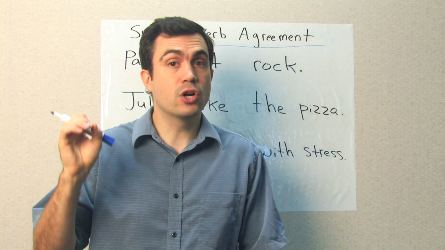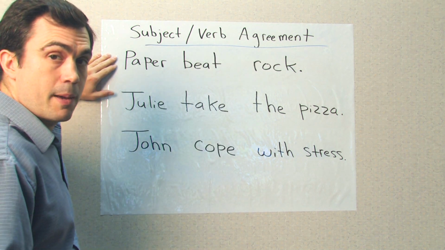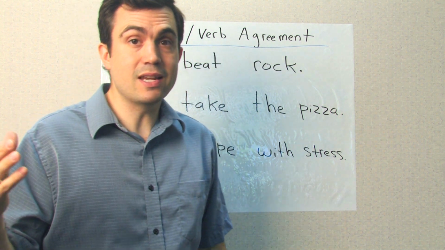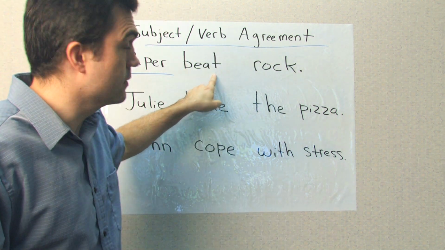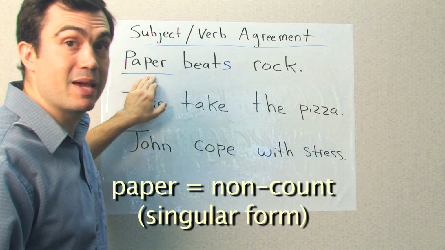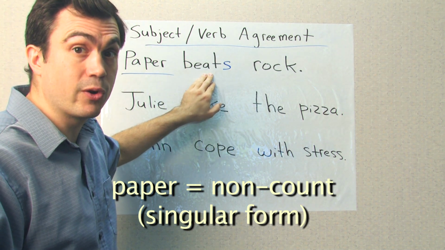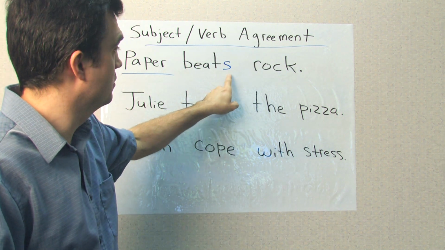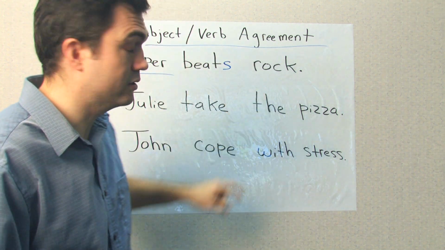Okay, let's correct these sentences. Paper. Paper is the subject, it's the noun. Paper beat or beats? Beats. Okay, paper is singular, so beats, the verb, third person singular. T S, beats. Paper beats rock. Good.